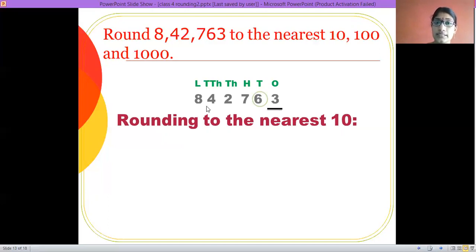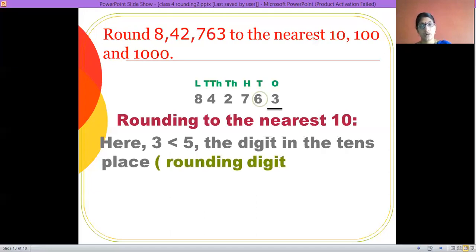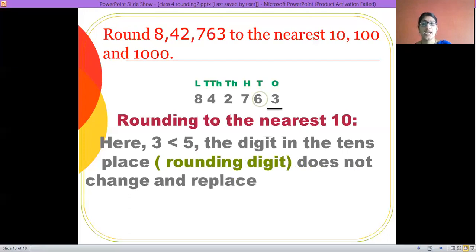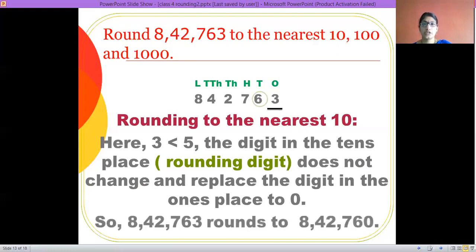Then what about the remaining digits to the left hand side of this rounding digit? They'll be written the same. Here, 3 is less than 5. The digit in the tens place, that is our rounding digit, does not change, and replace the digit in the ones place with 0. So, 8,42,763 rounds to 8,42,760. So, we are rounding to the nearest 10. 10 has 2 digits. So, only the last 2 digits of this number are changed.